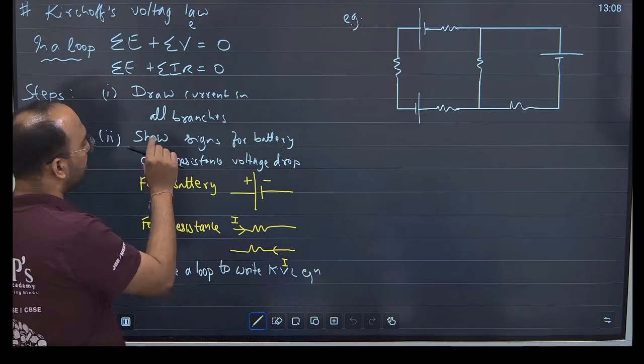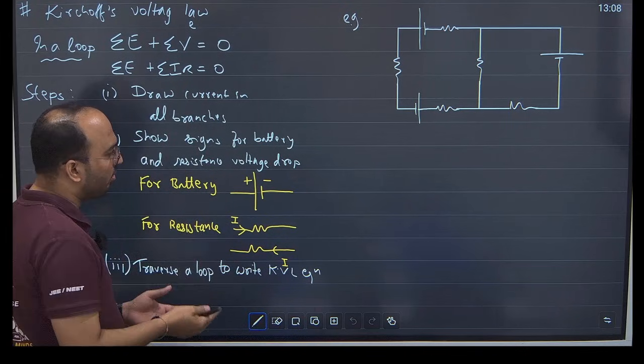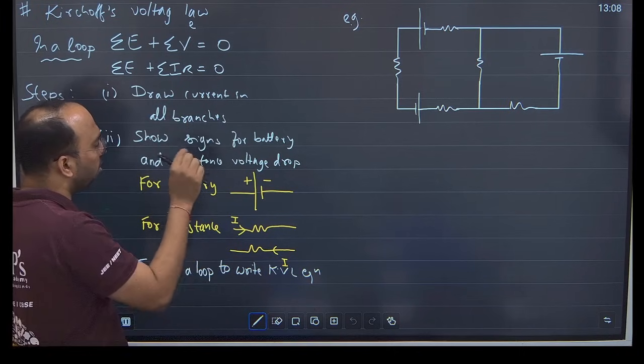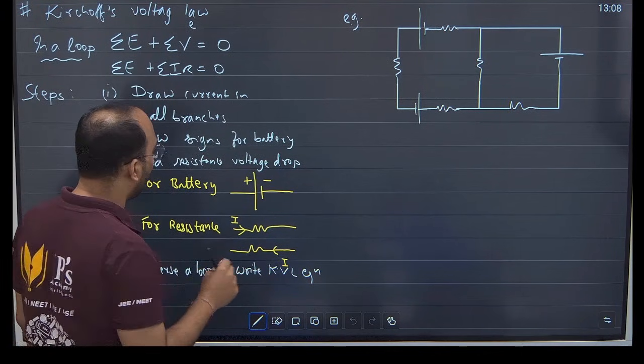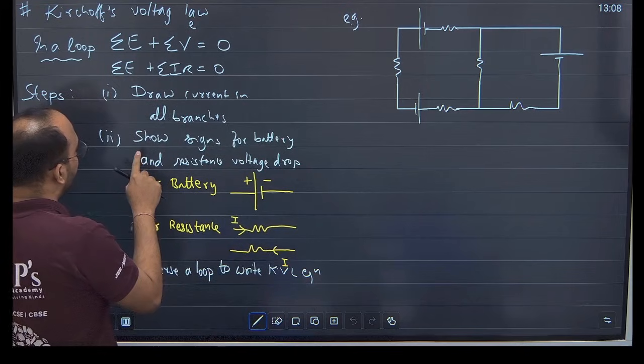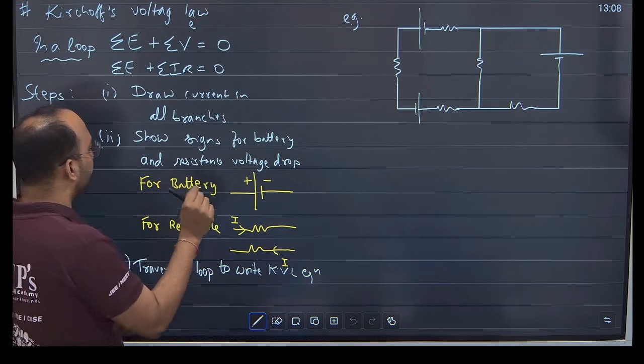First of all, the first step is to draw current in all branches. If they give you the current in all branches, you can just use it. If they have not mentioned it, then you have to mention it. You can assume the current according to your own wish. We'll see an example here. Then the second step is to show the signs for battery and resistance voltages.